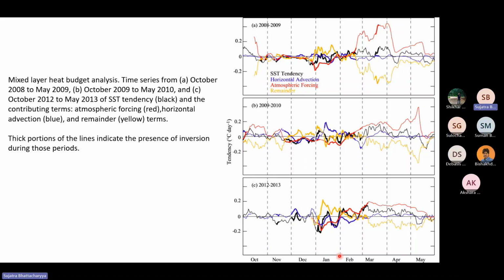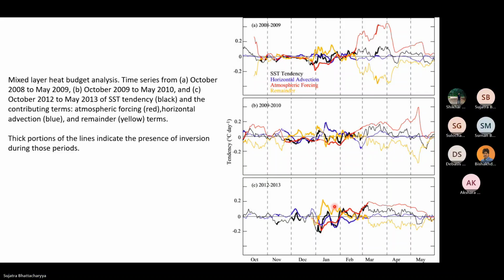And especially during December, January, February, especially during January, you see that the SST tendency, which is plotted in this black line, is a little negative, and the remainder terms are positive. And why is that? And what does that really mean?